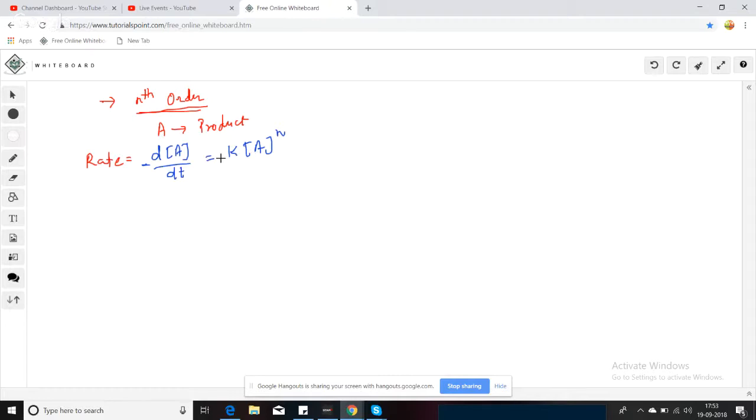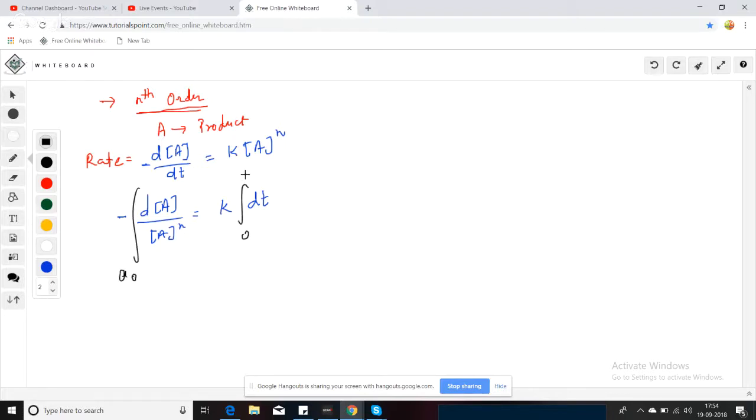Yes, sir. Okay. Now what do we have to do next? We have to integrate again, and it's a simple integration. Minus d concentration of A by concentration of A to the power n is equal to k dt, right? Now if you have to integrate this, what limit should we put? When t is equal to 0, what is the limit we have here? A naught. At time t equal to t, what is the limit? At. Solve this. What are you getting? Tell me, or I'll write down the expression here. That's very simple.